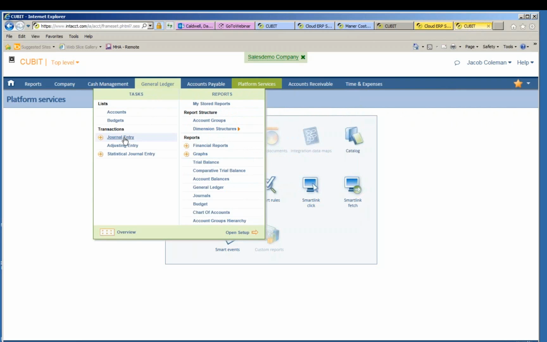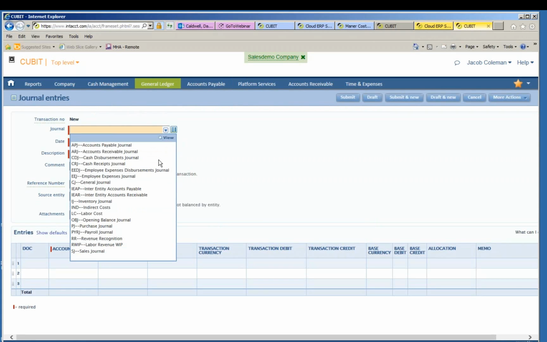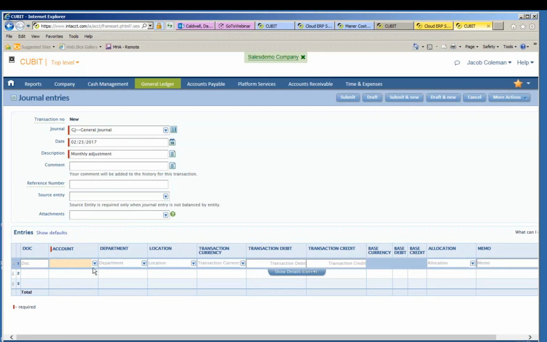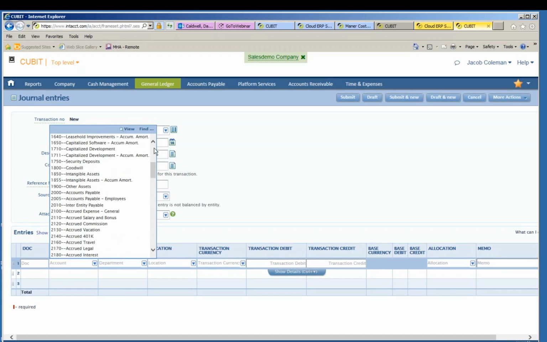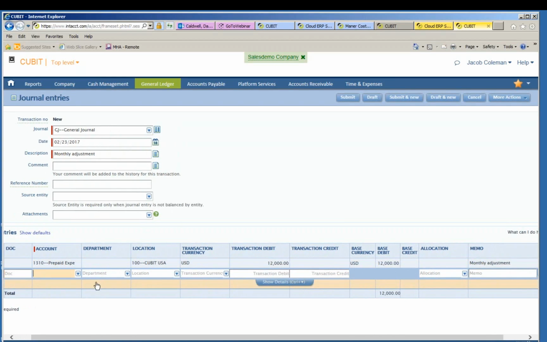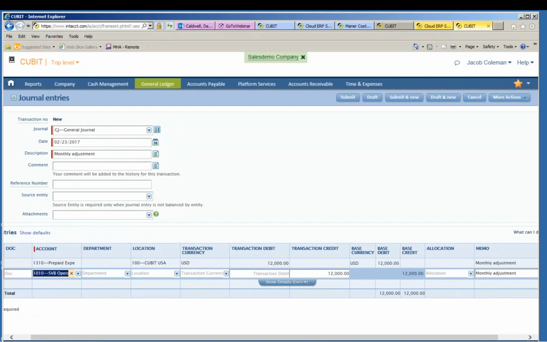Jacob is now going to go in and enter a journal entry. Now he's going to identify the general journal, and then come down here and identify an account that he's going to put an entry into. Let's just say that's $12,000 worth of prepaid, and we're going to take that directly out of the cash account here. And we have a balanced entry here.